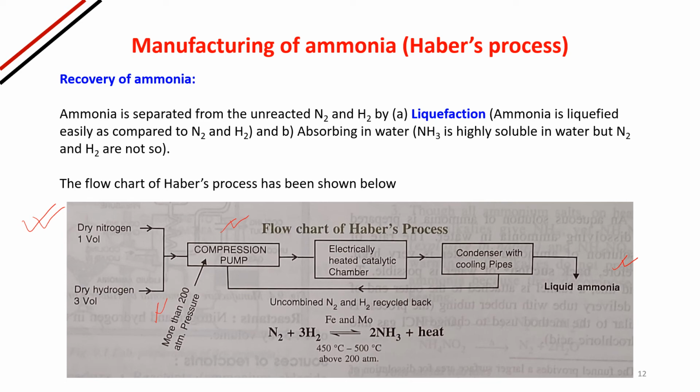Okay, this is the reaction: N2 + 3H2 gives 2NH3 plus heat. For this, a temperature of 450 degrees centigrade to 500 degrees centigrade should be maintained. Pressure should be above 200 atmospheres and iron or molybdenum is used as a catalyst.